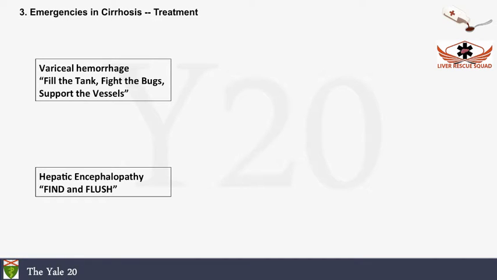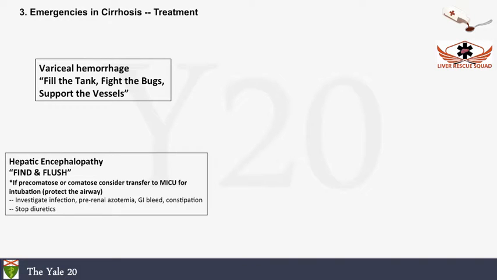Next, hepatic encephalopathy, find and flush. If they're pre-comatose or comatose, remember Child class 3, then you need to transfer to the medical ICU to protect their airway. So find: investigate infection, pre-renal azotemia, GI bleed or constipation, stop diuretics, and flush. If they're awake, you want to titrate to 3 to 4 bowel movements a day, lactulose, which is a very effective laxative, or rifaximin. The idea behind this is that encephalopathy is caused by something called ammonia.